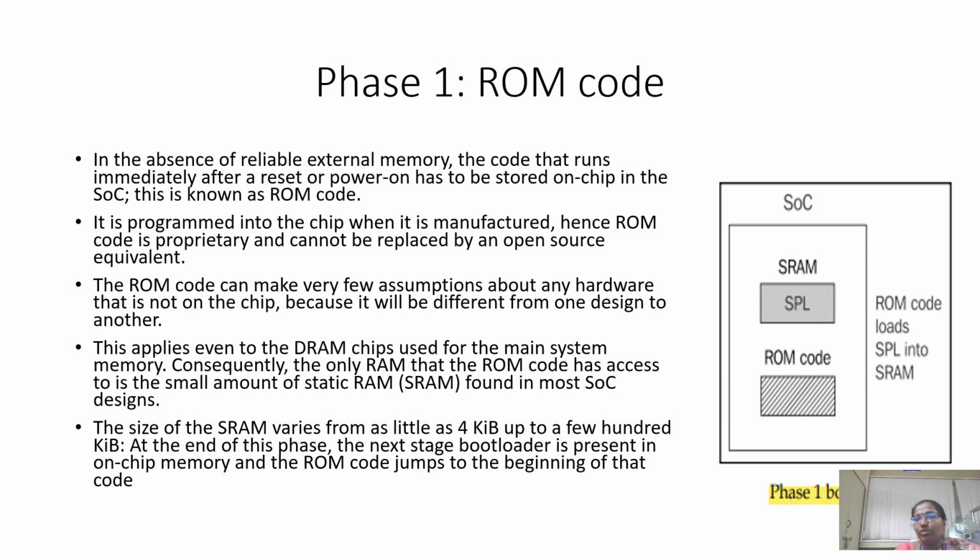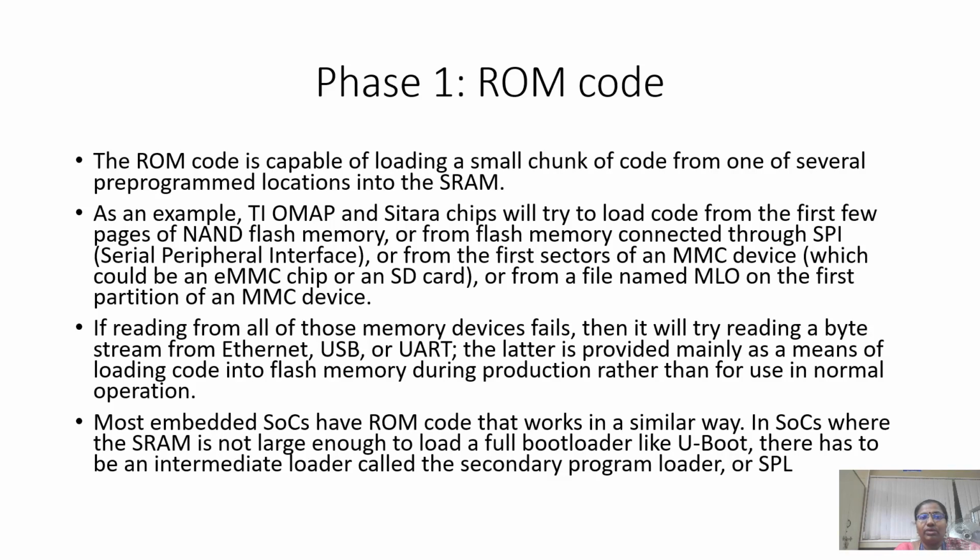The ROM code loads the secondary program loader into the SRAM in the phase 1 bootloading. The ROM code is capable of loading a small chunk of code from one of several pre-programmed locations into the SRAM. If reading from all those memories fails, then it will try to read a byte stream from Ethernet, USB or UART. The latter is provided mainly as a means of loading code into the flash memory during production rather than for use in normal operation.